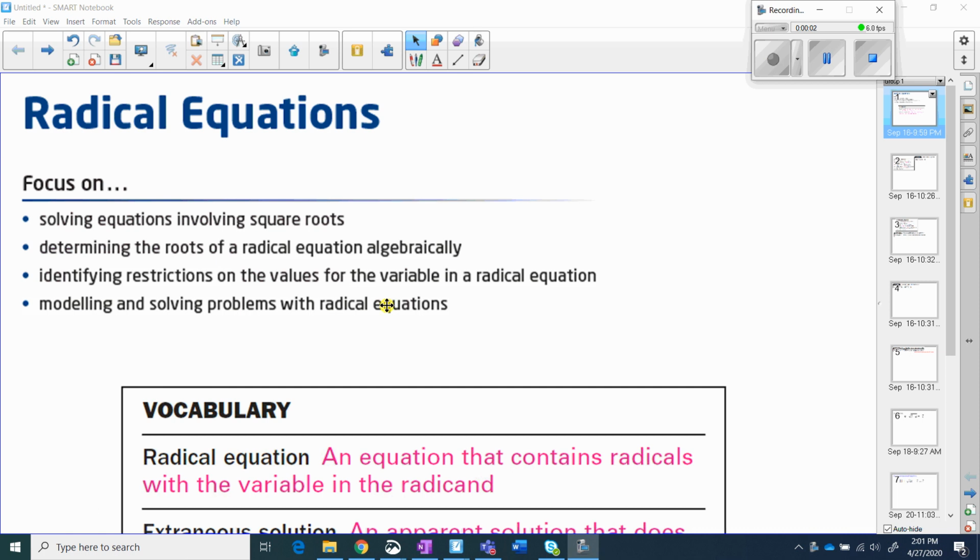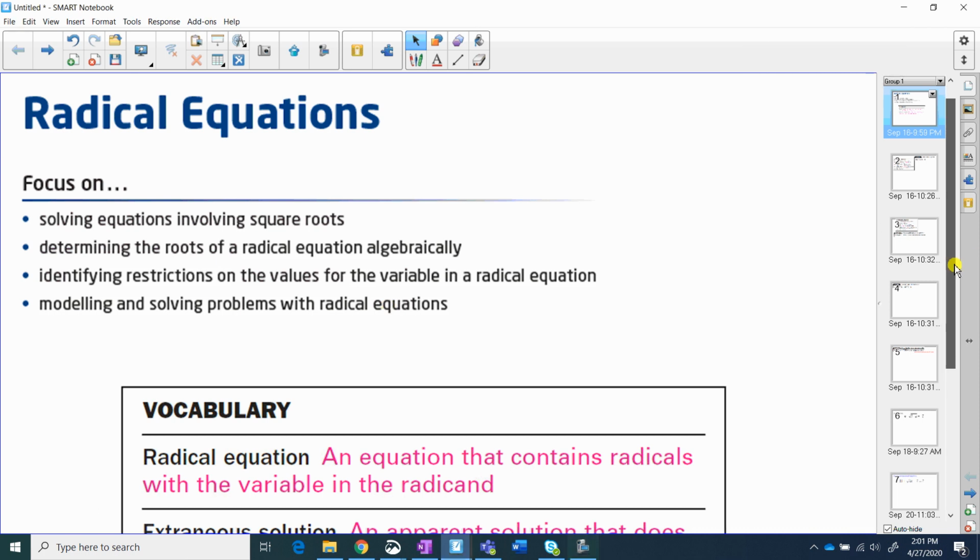Today's unit is on solving radical equations. We will look at how to determine the roots of radical equations algebraically. We will talk about what are called extraneous roots, and we'll go through a process that'll let us solve these types of equations.